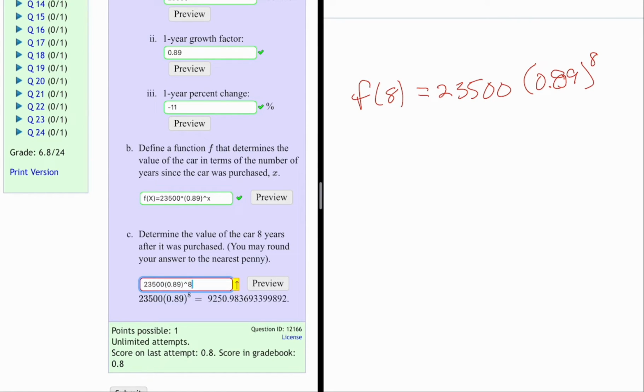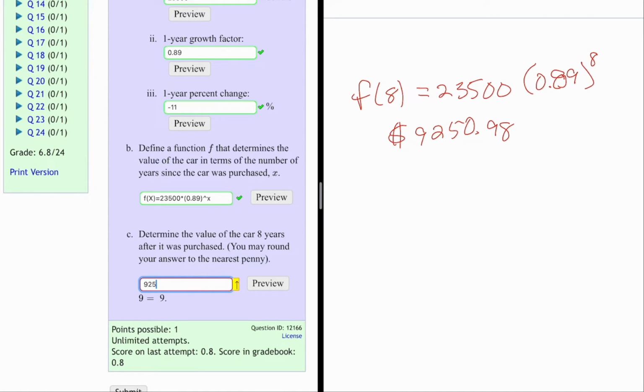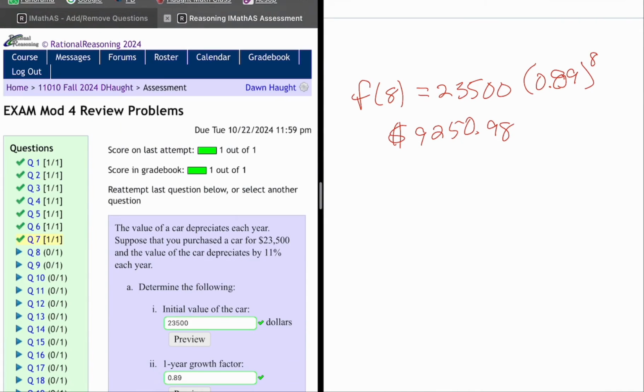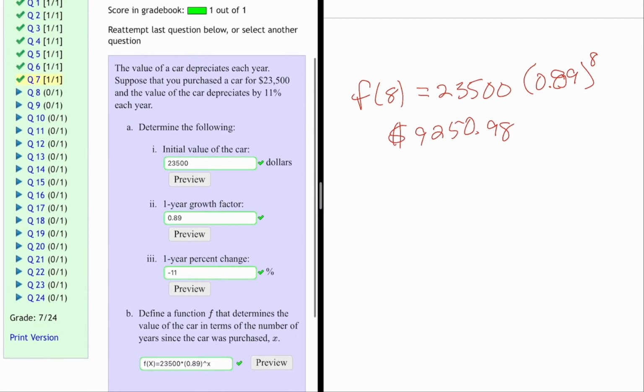Okay. So for money purposes, that's $9,250.98. So I'll erase it, and I'll put in 9,250.98. And there you go. So there's question number 7.